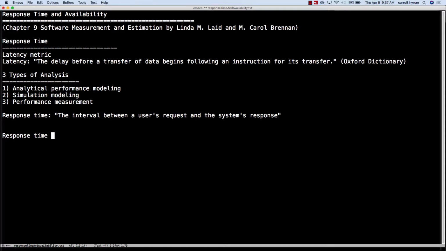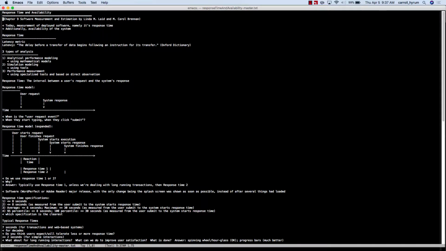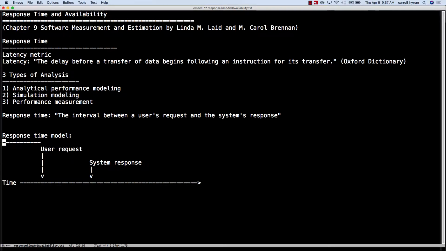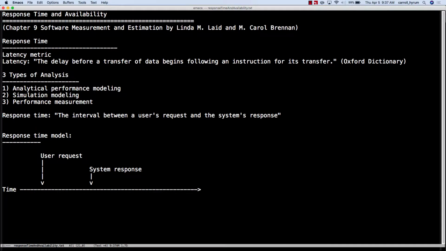So let's have a response time model. Let's kind of show this graphically. Let me go get my diagram here. Okay, so here we have some fancy ASCII art. On the x-axis we have time, and we have the user request coming in at this time, and then we have the system response at this time.